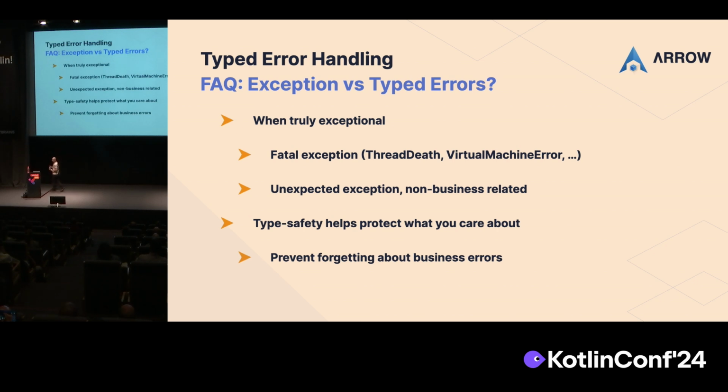When things are truly exceptional, like thread death or virtual machine error, we typically do not want them as part of our domain. Similarly, for unexpected exceptions, like the network being down, we also do not care for those in our domain. So we only want to protect things that are part of our user flow or part of our business domain. Things like a unique violation.